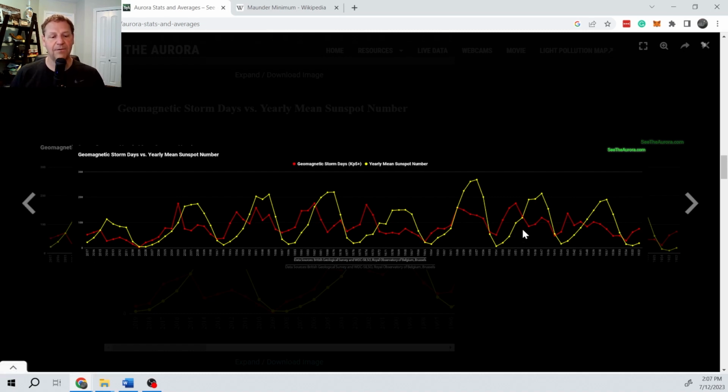But there's a definite pattern there where the sunspots peak, and then sometime later, a year or two later, we get the geomagnetic storm peak. And I don't know for certain the answer to that, but I suspect I know what it is.